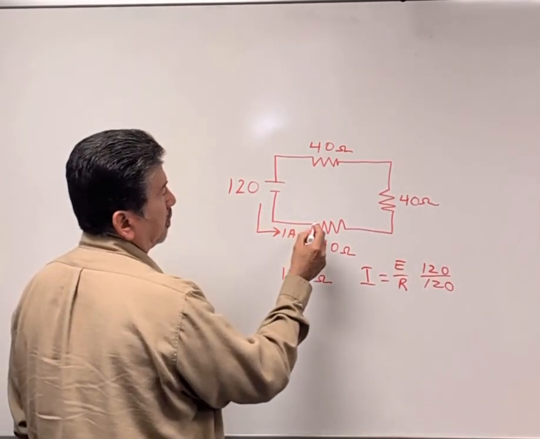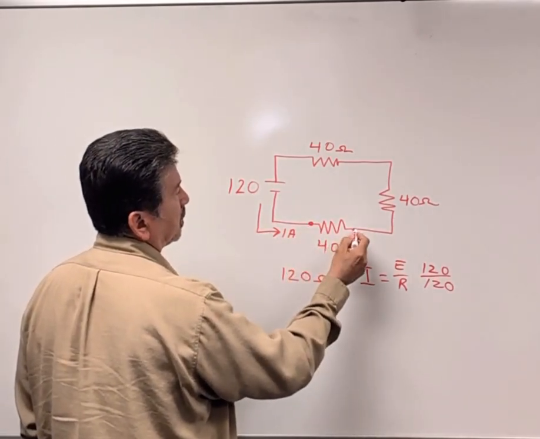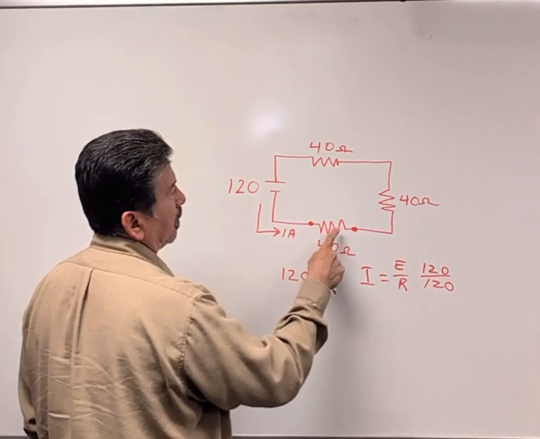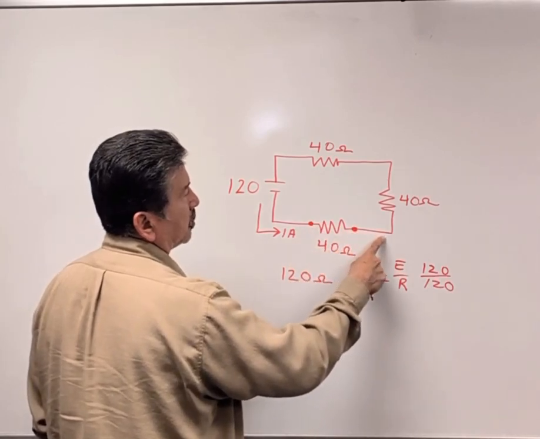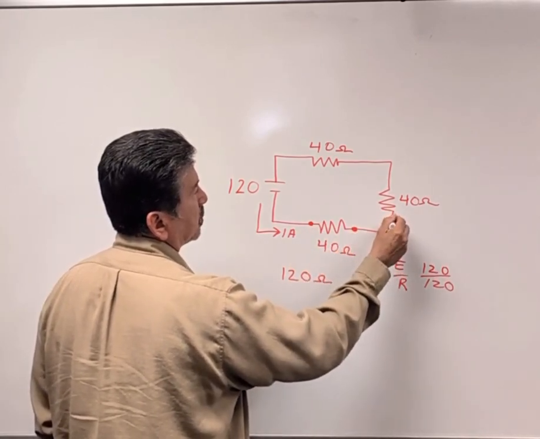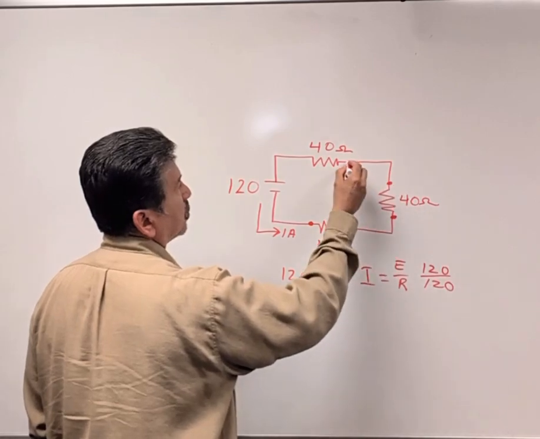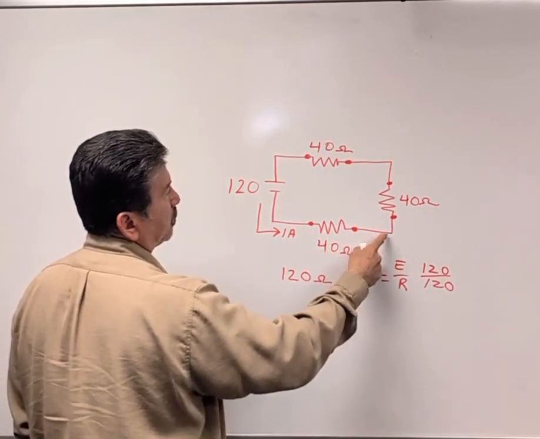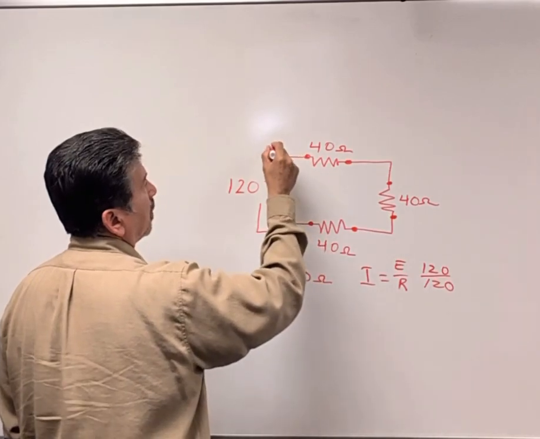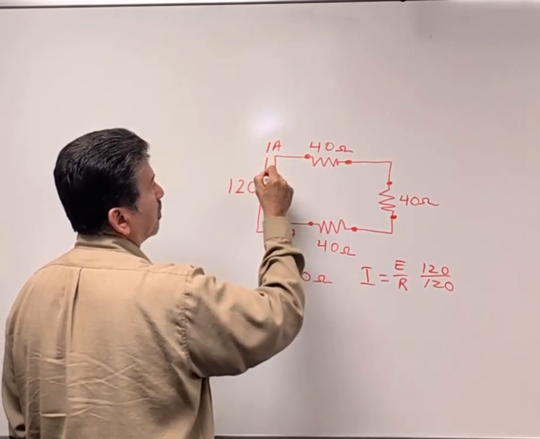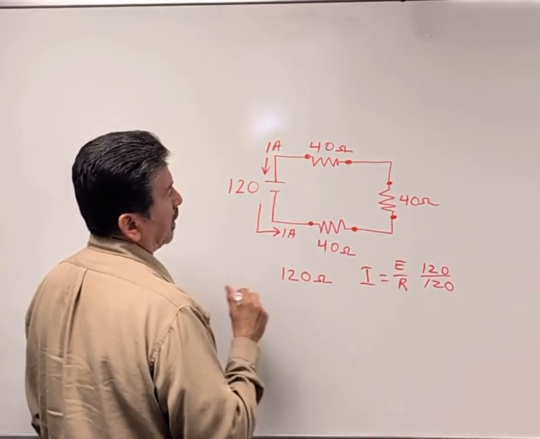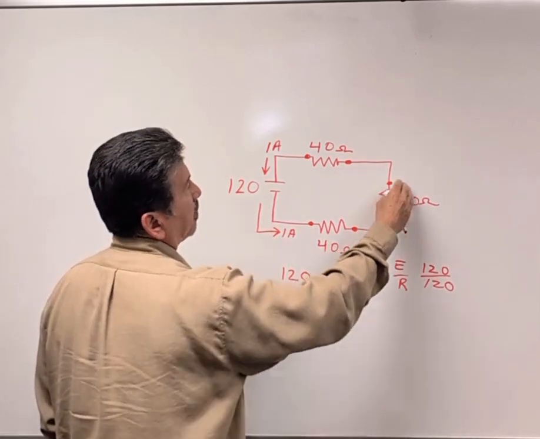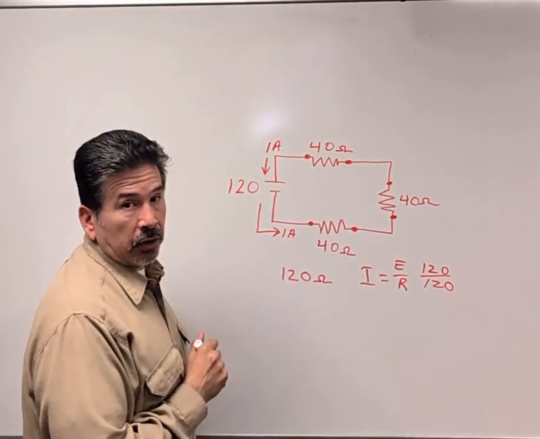That 1 amp comes into the resistor, out of the resistor, into the next resistor, and so on through the circuit. And I know that the 1 amp that leaves the power supply, I have 1 amp coming back to the power supply, 1 amp in every part of the circuit.